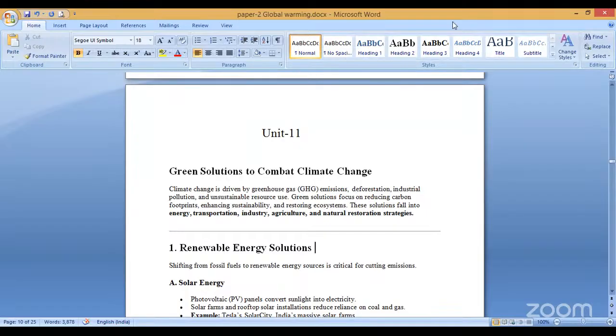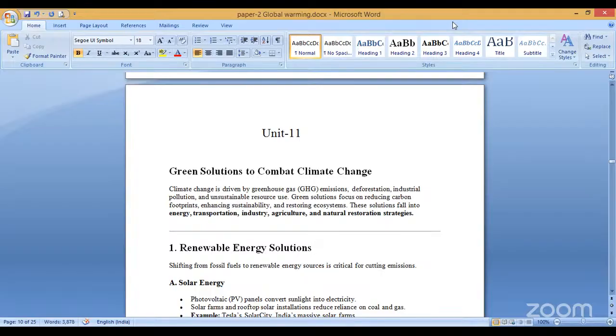Carbon footprints and enhancing the sustainability and restoring the ecosystem. These solutions fall into the energy, transportation, industry, agriculture, and natural restoration strategies. Right? In that unit 11, we discussed the renewable energy solutions.